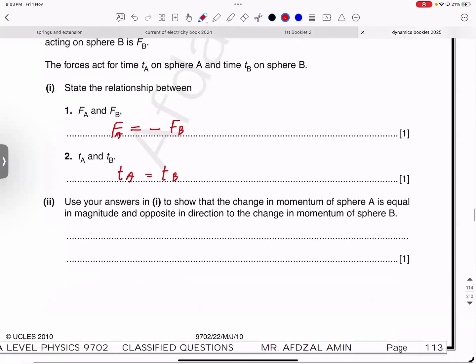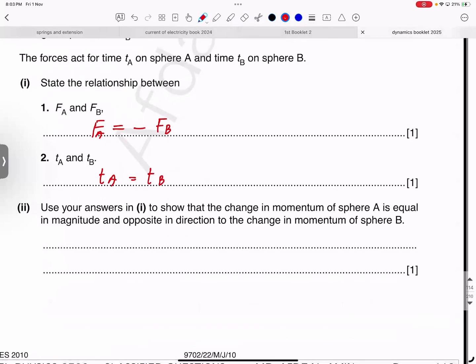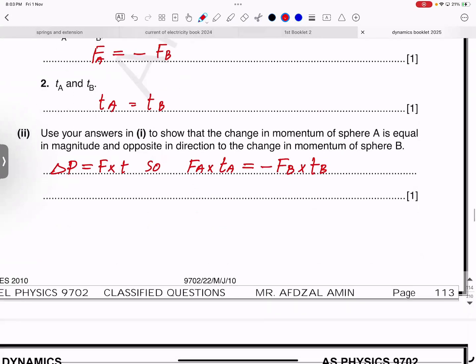Time is same. Use your answers to 1 to show that the change in momentum of A. First of all, change in momentum is what? F into t. So FA times tA, I'm multiplying the 2 equations, is equal to FB multiplied by tB. Next.